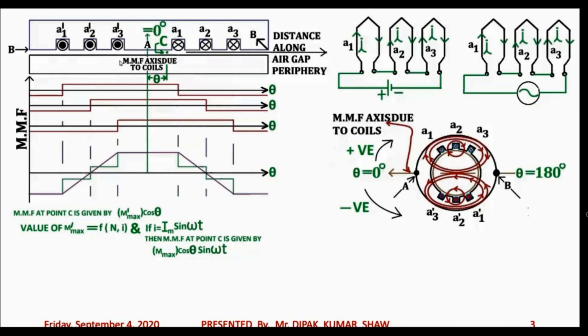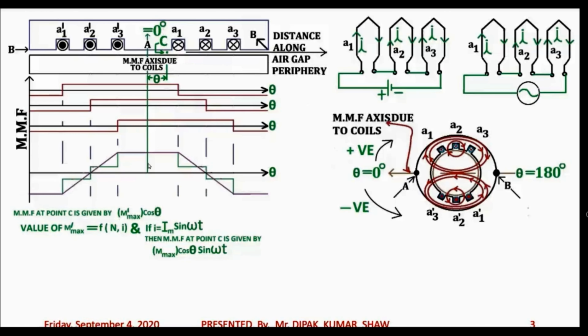So in this way, you can simply locate or pinpoint any specific point in the air gap periphery by just knowing one value, and that is the value of the space angle theta. So by one parameter, that is your space angle theta, it is possible to pinpoint and locate accurately any point in the air gap periphery. That is the purpose of defining this space angle theta.